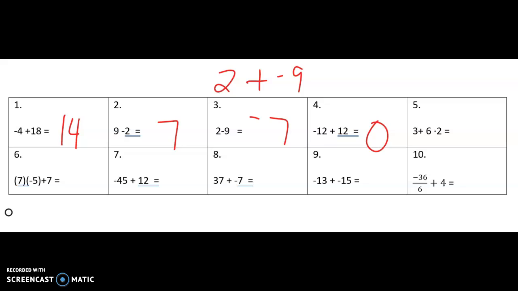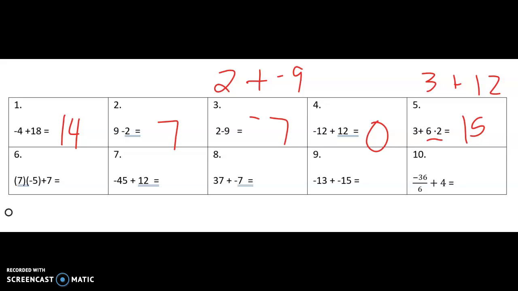Order of operations, make sure that you do the 6 times 2 first. 6 times 2 is 12. Oops, sorry, not that. I have 3 plus 12, and 3 plus 12 is 15.